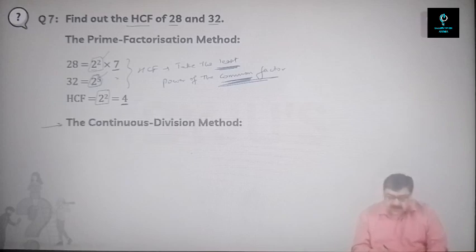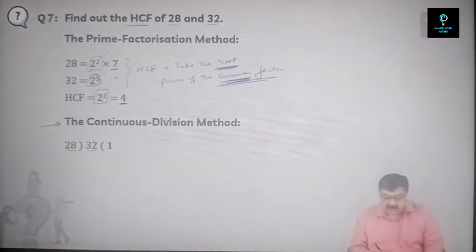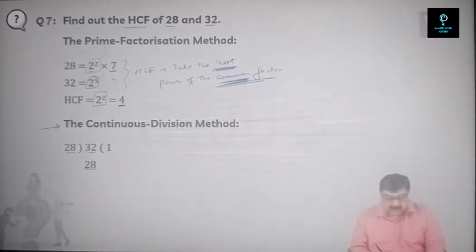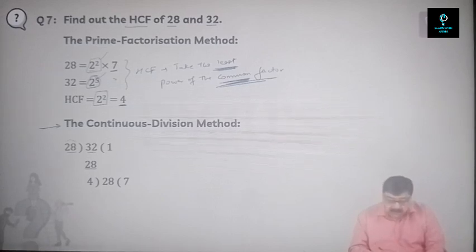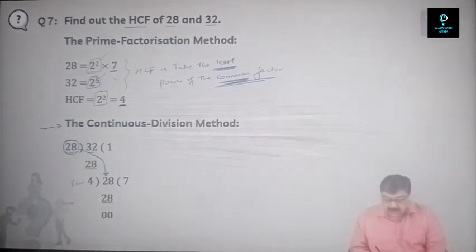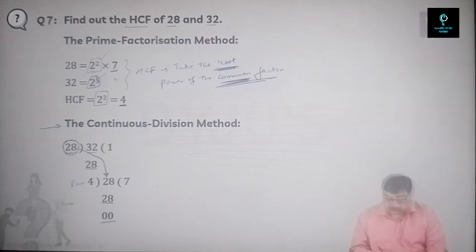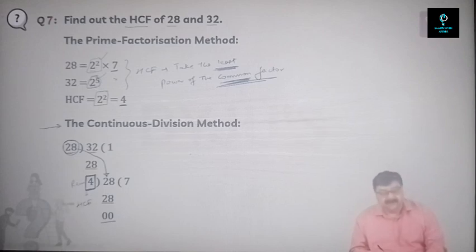We can use another method which is called the continuous division method. In this, we will divide the greater number by the lesser number. So 28 into 32 goes by 1, you get 28 here. The remainder is 4. Now the previous divisor, 28, shall get divided by this remainder, 4. 4 sevens are 28. While doing so, when you get 0 as the remainder, then the divisor in the final or the last division shall be considered as the HCF. So HCF here again works out to be 4.